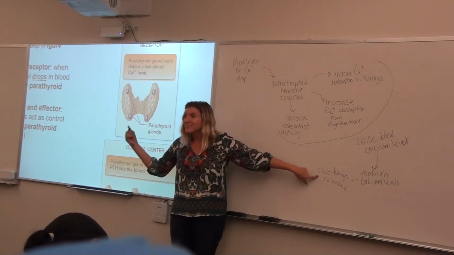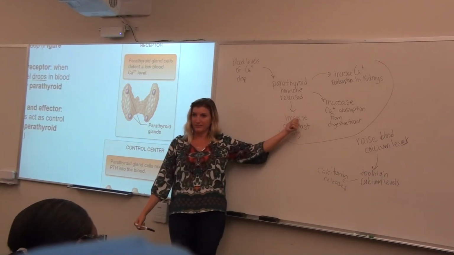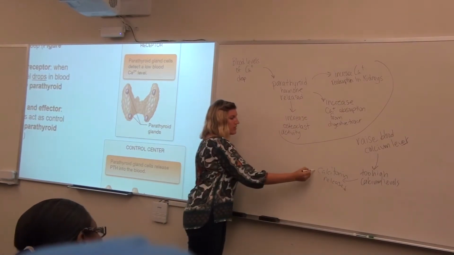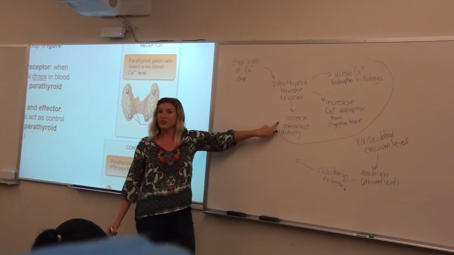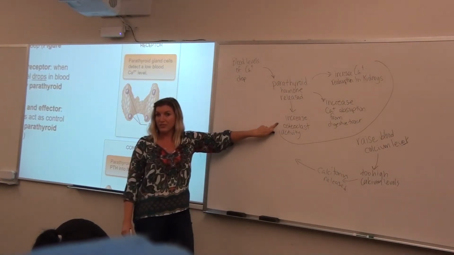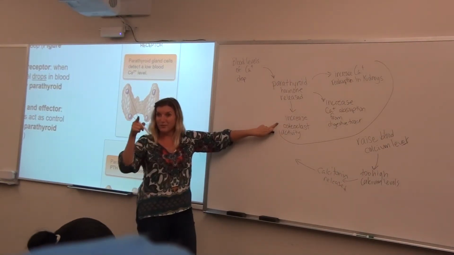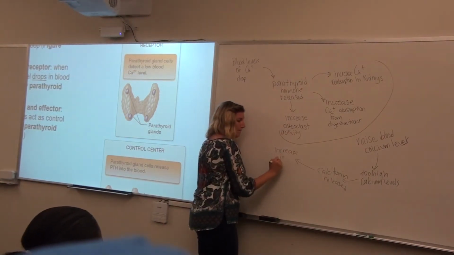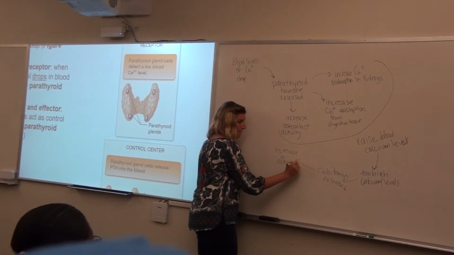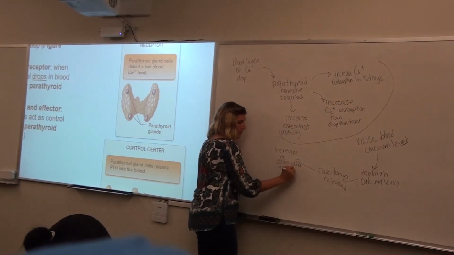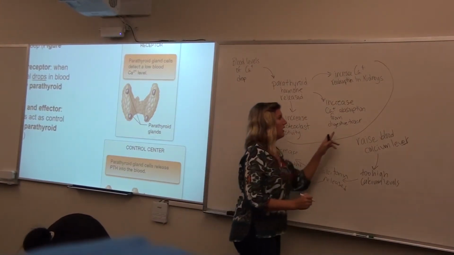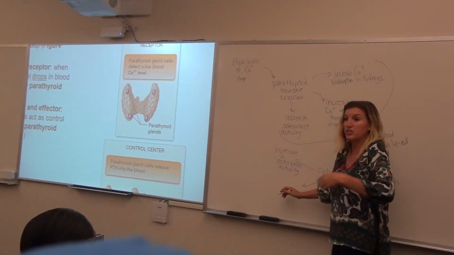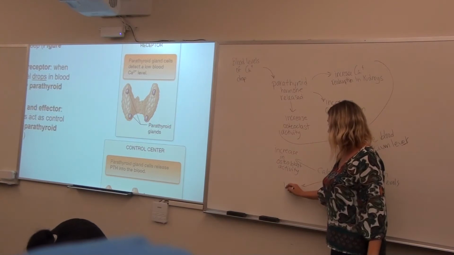Calcitonin does the opposite of parathyroid, right? So they're literally opponents here. So calcitonin is released. So what's going to happen? We don't have an increase in osteoclast activity. We have an increase in osteoblast activity. We don't have an increased calcium absorption from the digestive tract. We have a decrease in calcium absorption.